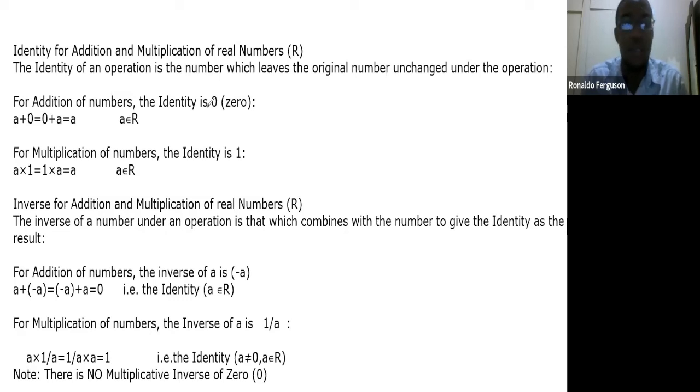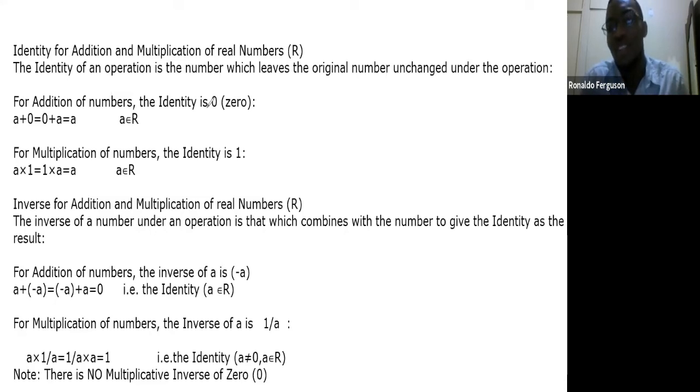Now the next thing we have to look at is the inverse for addition and multiplication of real numbers. So the inverse is the number that, when I carry out this operation, I get back the identity.